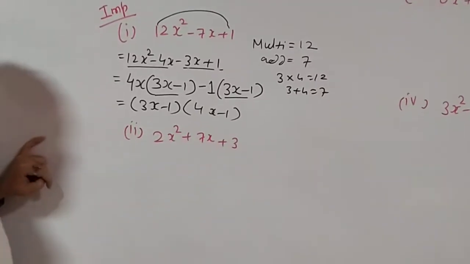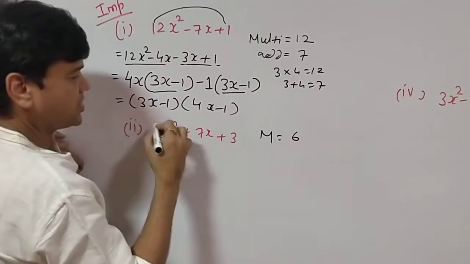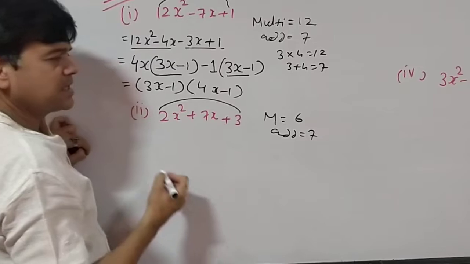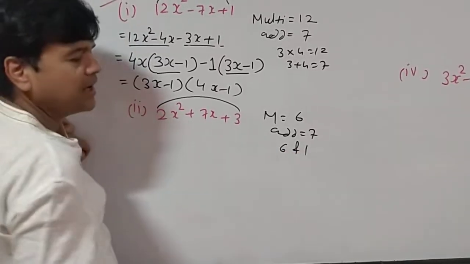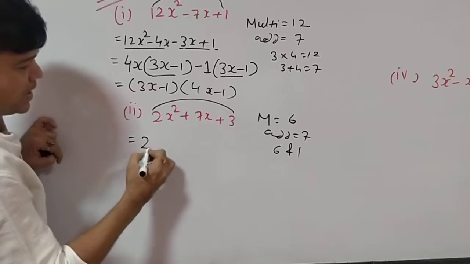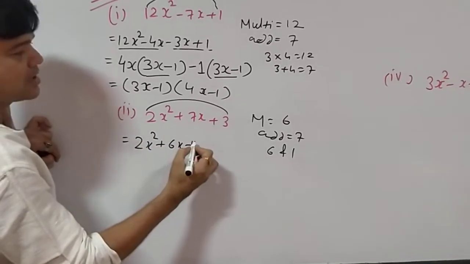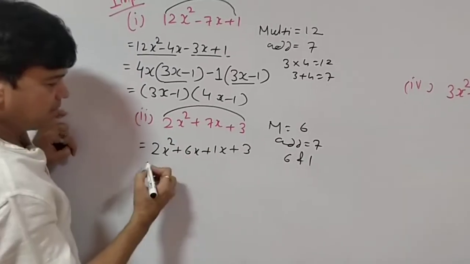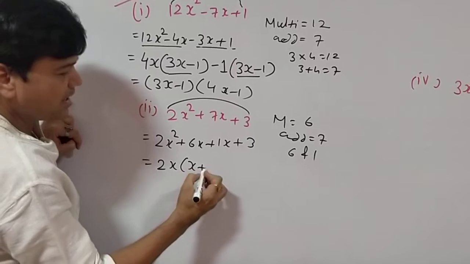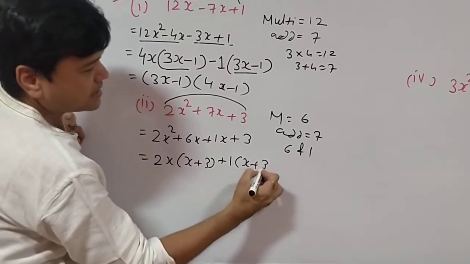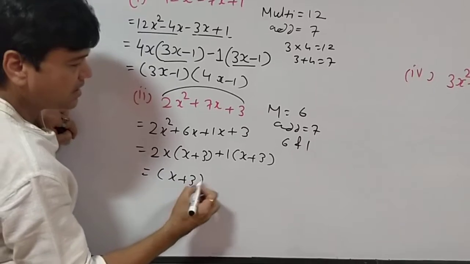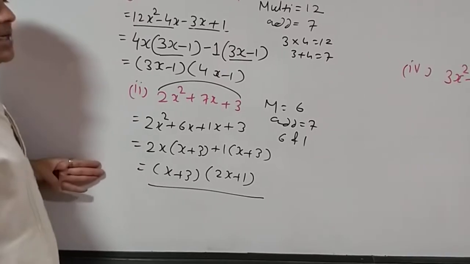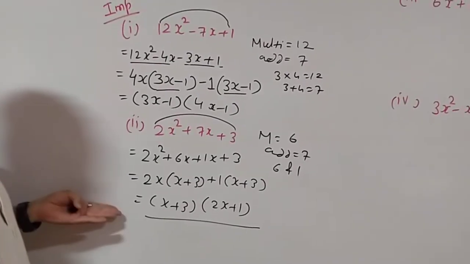Same sum. Multiplication is 6 and addition is 7. So 6 and 1 are the numbers. So 2x square plus 6x plus 1x, or you can write only x. So plus 6 plus 1 is plus 7. What is common? 2x, x plus 3, 1 common, x plus 3. x plus 3 common, 2x plus 1. Answer. So it is of 8th standard. It's very easy. You already learned all this.